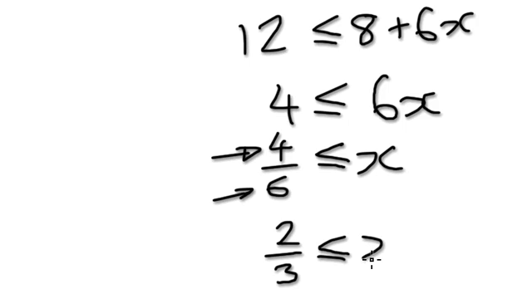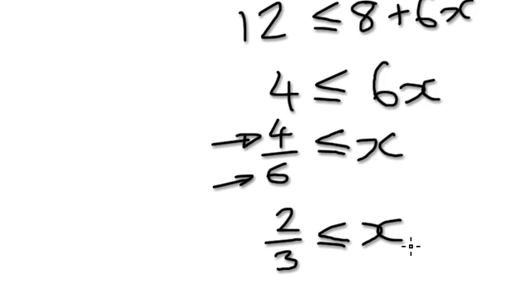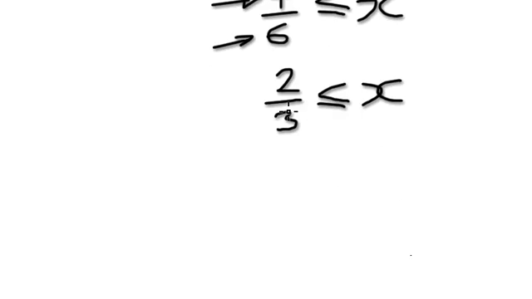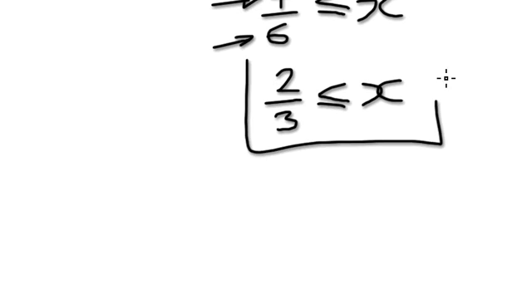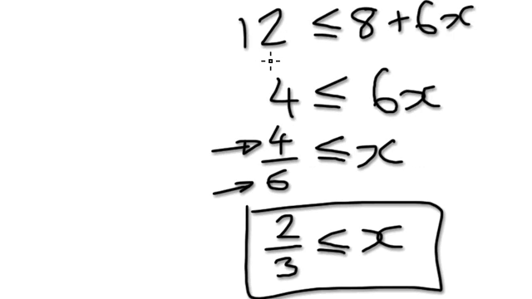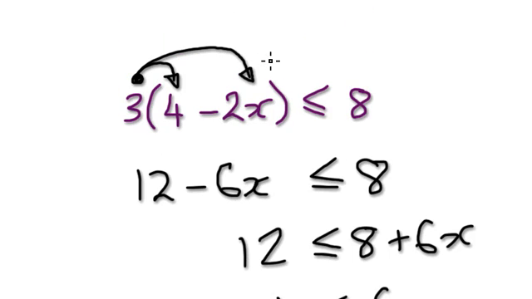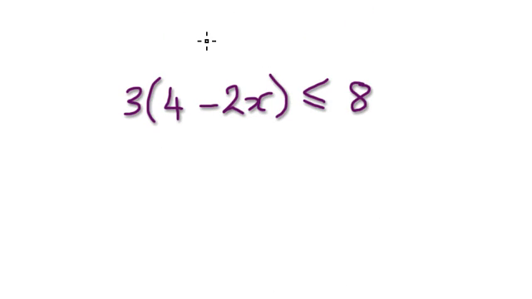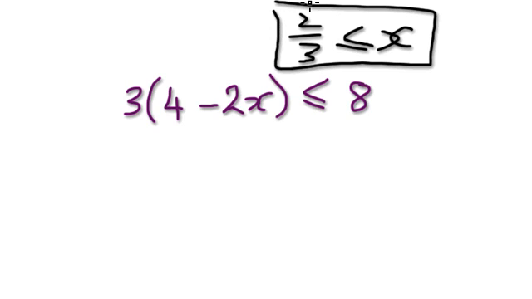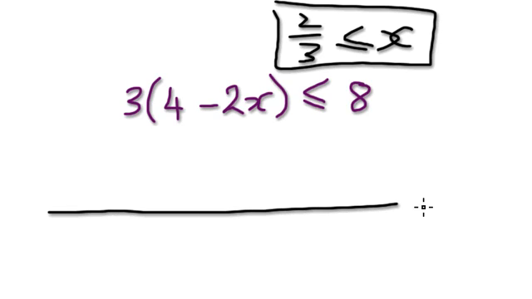Okay, so now look at this here. x being greater, sorry. So just remember this: x is greater than or equal to 2 over 3. Okay, hang on. x is greater than or equal to 2 over 3. You see, this is our solution here. Okay, so what that looks like is this here.